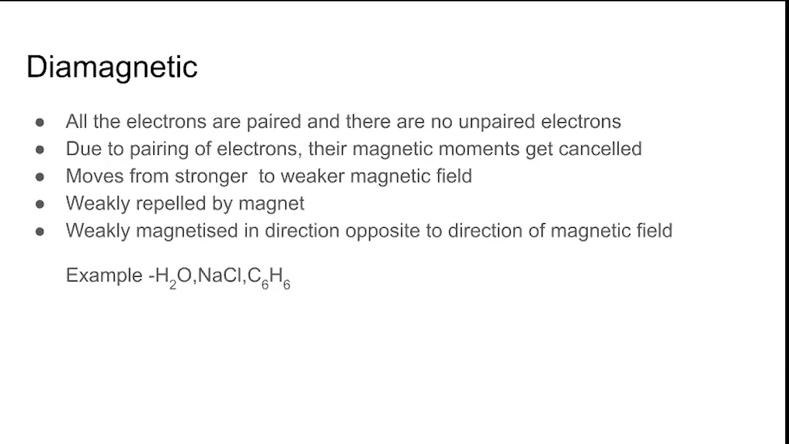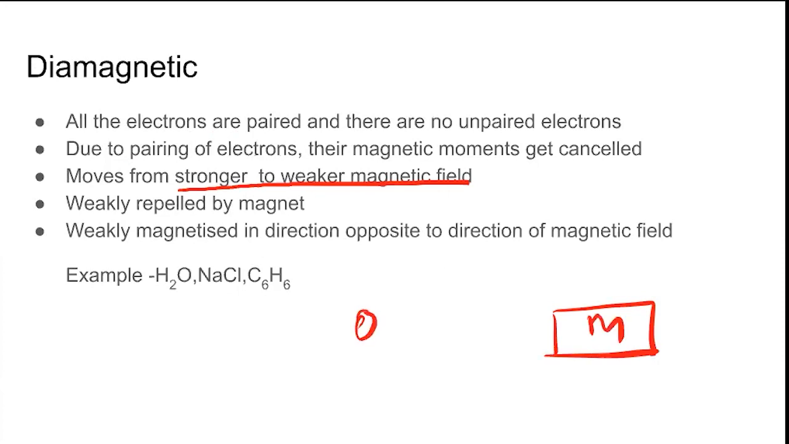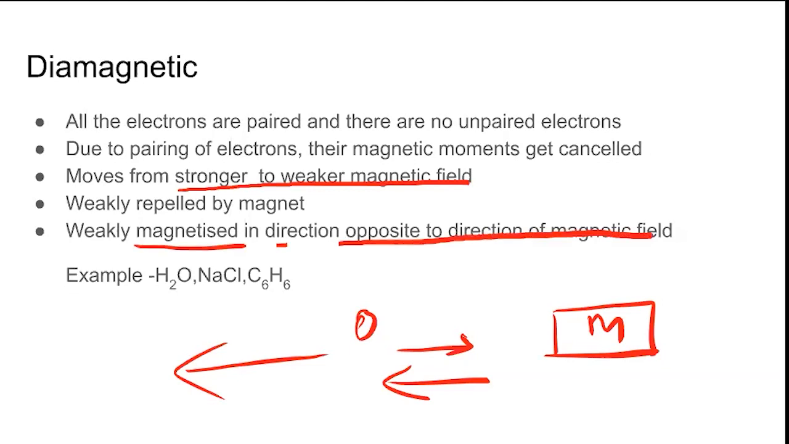This is important: they move from a stronger to a weaker magnetic field. What does it mean? Suppose I put a magnet here, and this is a particle. Where will the particle move? Will it go in this direction or this direction? Left direction, yes, it will go left, because this is the property of diamagnetic particles. If you want to magnetize them, they get magnetized in the direction opposite to the direction of the magnetic field.